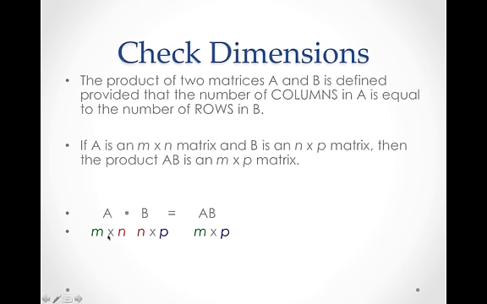So if you look, going in the order that we're multiplying, we have A times B. Write down the dimensions of A, so M by N. Write down the dimensions of B, so N by P. All right, the middle numbers have to match. That means multiplication will be defined. And then the outside two numbers will tell you the new dimensions. So the product AB will have the dimensions of M by P.